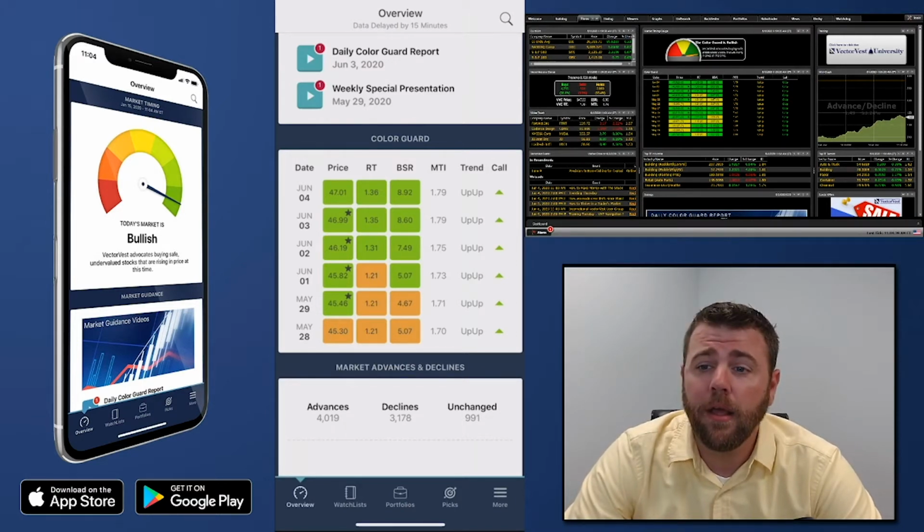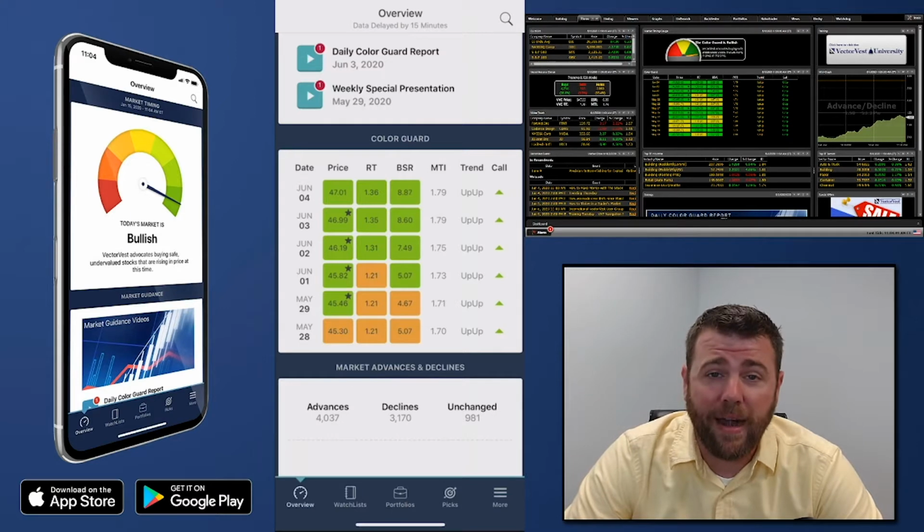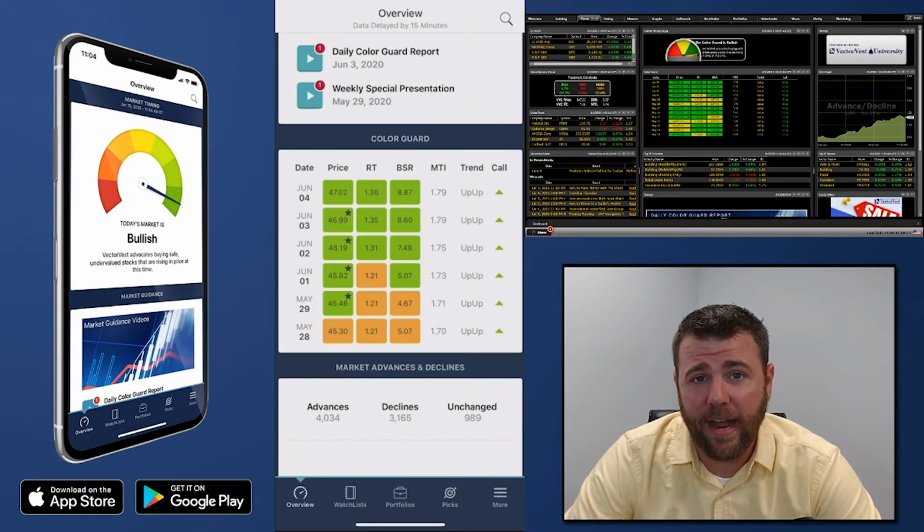Then we look at the BSR, or the buy to sell ratio. This is looking at the number of buy rated stocks in the database to the number of sell rated stocks in the database on a daily basis. Here at VectorVest, we give a buy, sell, and hold rating on each stock every single day.